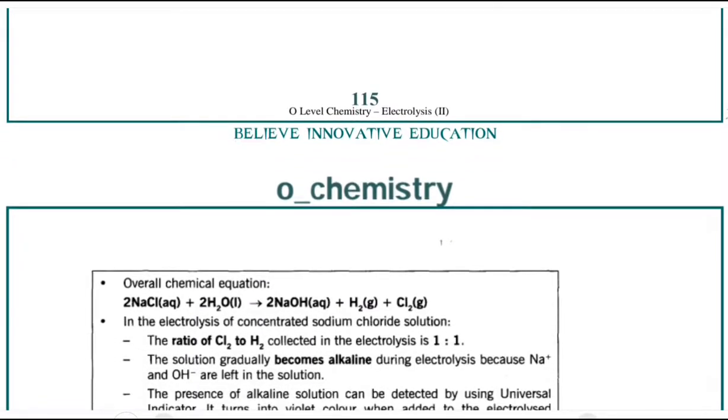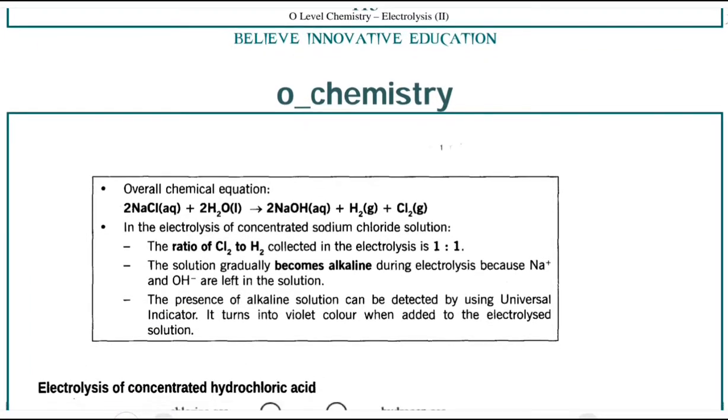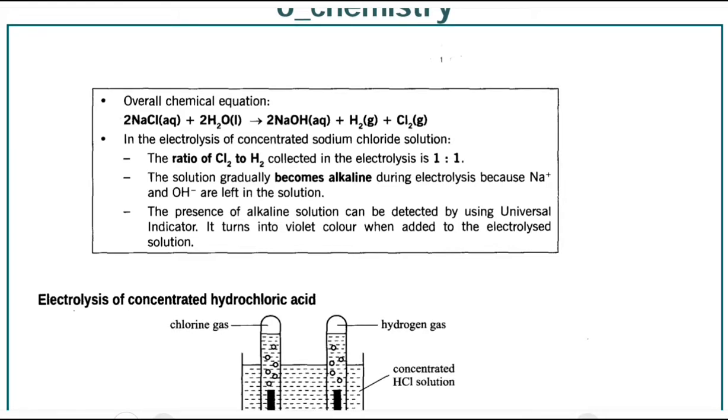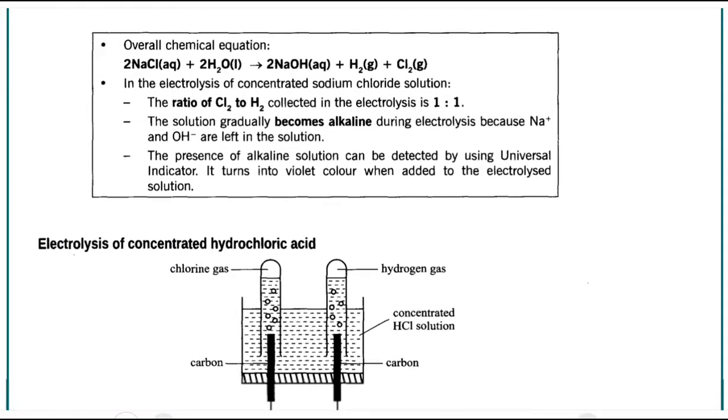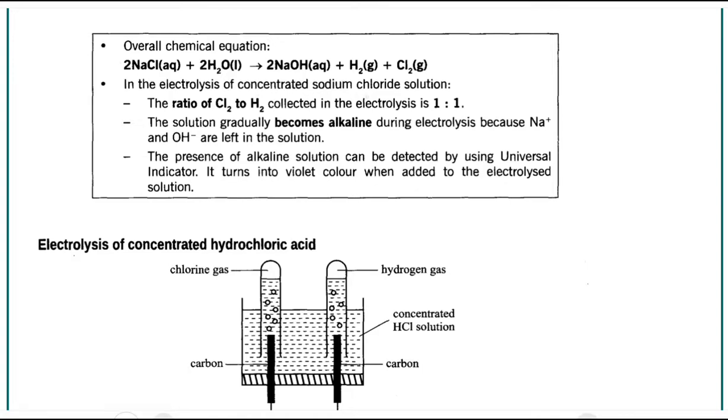Then we form this. We combine the two half equations and come up with an overall equation. I think I taught you that one, so I don't think there's a problem there. Here we have things we have to look at. In the electrolysis of concentrated sodium chloride solution, the ratio of Cl2 to H2 being collected is 1:1. As we can see from the reacting ratio, 2:2, 2:2, 2:1, 1:1, the ratio for the gases would be 1:1. That would also be respective of the molar ratio.